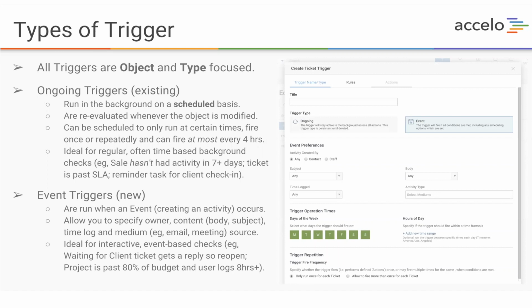Now, historically, as mentioned, we've had these ongoing triggers for a while in the product, and people really love them. It's part of that running the business while you're sleeping. And they run in the background on a scheduled basis. They get reevaluated whenever the object is changed or modified. So whenever somebody does something, creates or modifies the ticket or the sale or the project, we'll reevaluate those triggers, and we'll reevaluate the rules, I should say. But they can also be scheduled to only run at certain times.